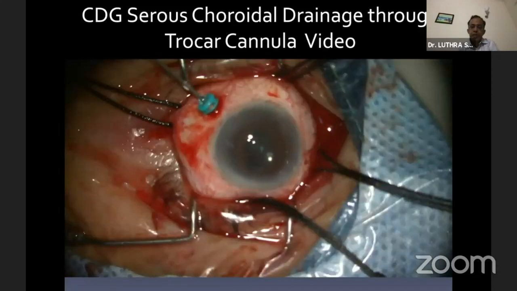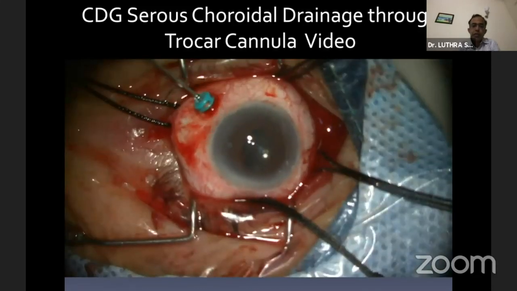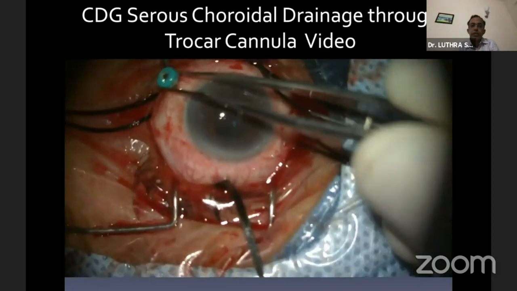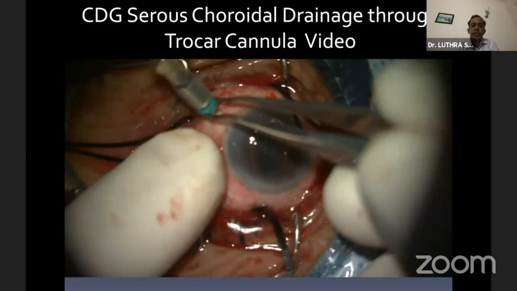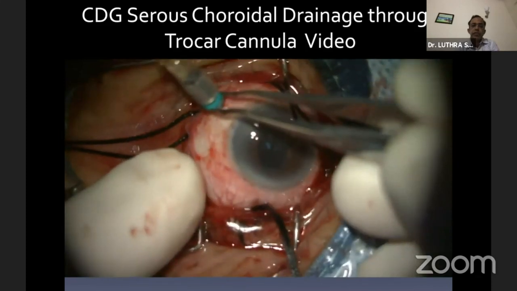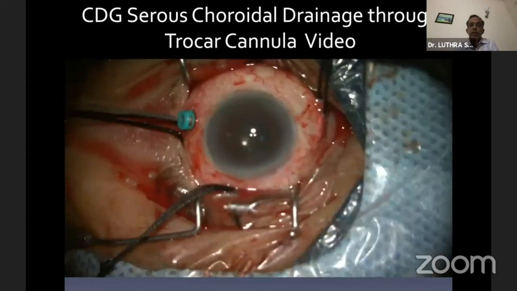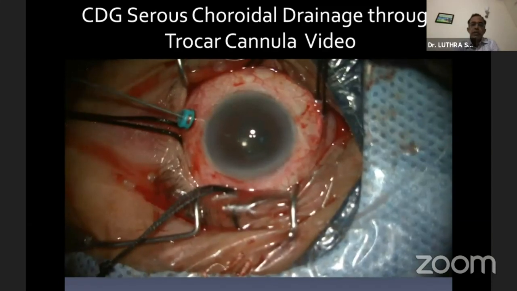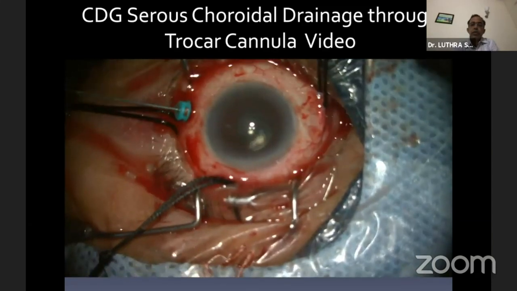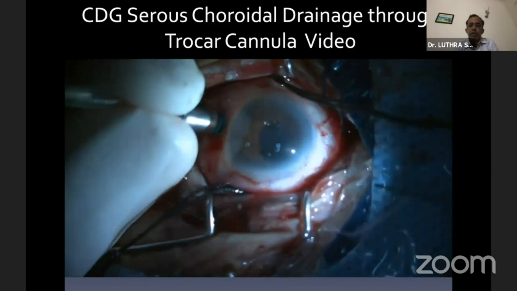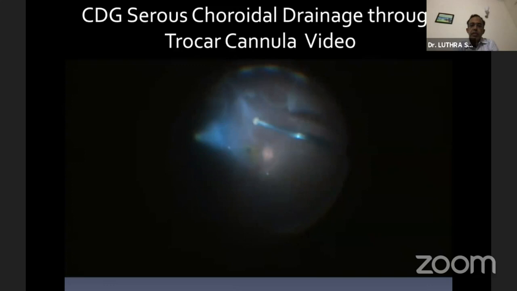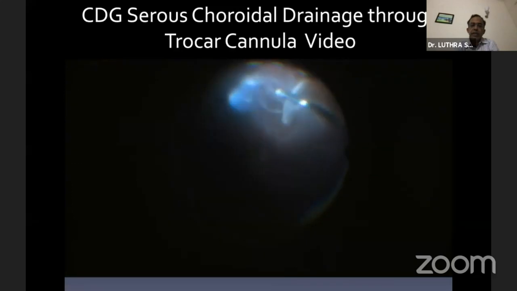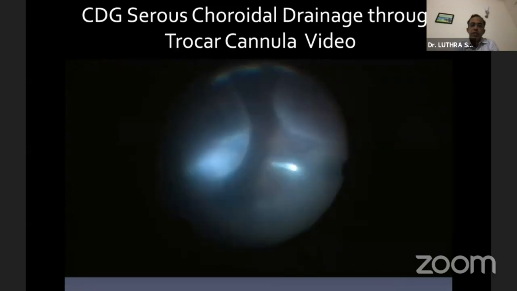I'm trying to get an entry into the vitreous cavity, but as you can see, I could not see the tip of the instrument. So I'm just withdrawing my 25 gauge trocar cannula a little bit, and you saw some choroidal detachment being drained. So I go inside and start the vitrectomy, and you can see the bullous nature of the retinal detachment, also the choroidals, but still the choroidals are increasing.